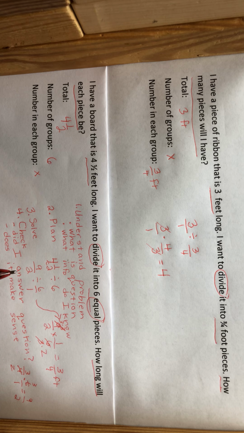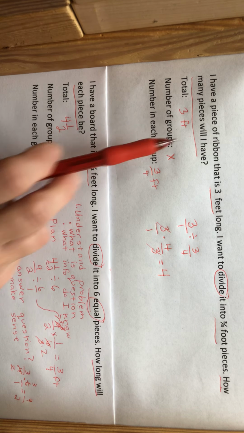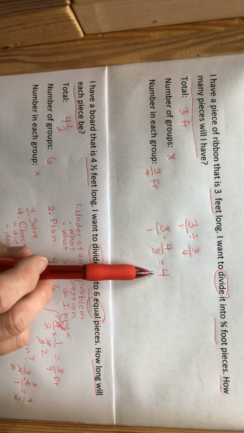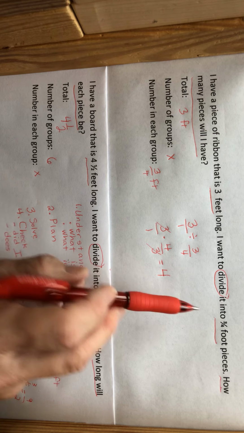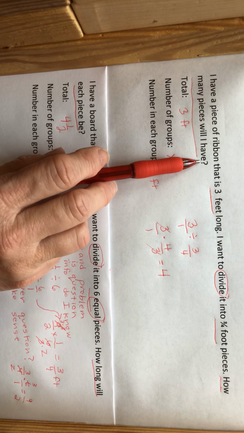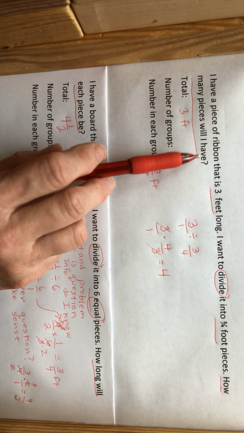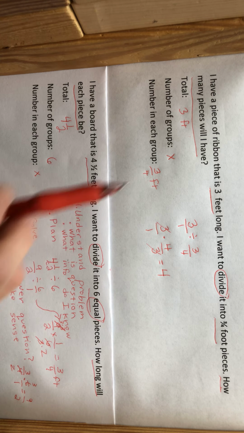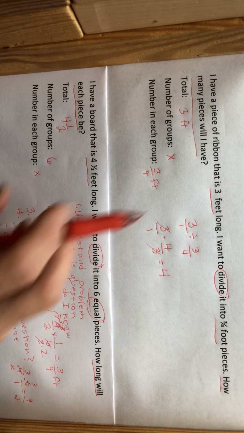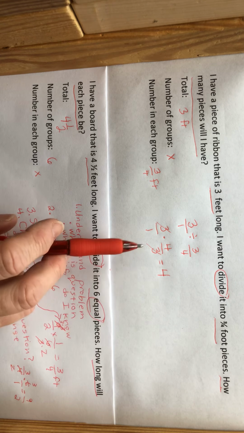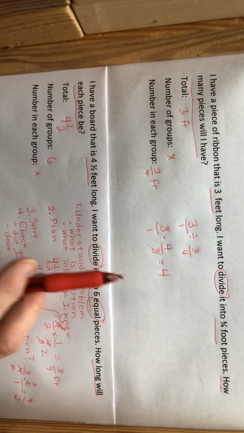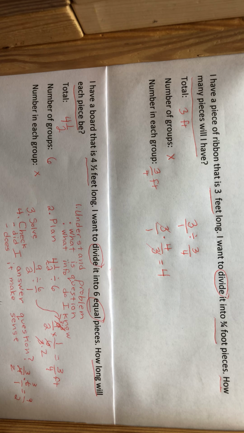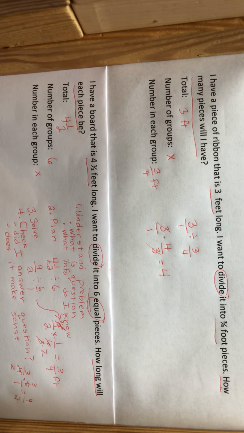Now, I'm not through yet. I've solved it. I have an answer, but I have to check. Did I answer the question? Did I tell how many pieces I have? Yes, I've got 4 pieces. Sometimes the question might say, how many pieces do I have? Or it might say, how much will it cost if each piece is $3? Then when I find out how many pieces I have, I wouldn't be through with the problem. I'd have another step to do.